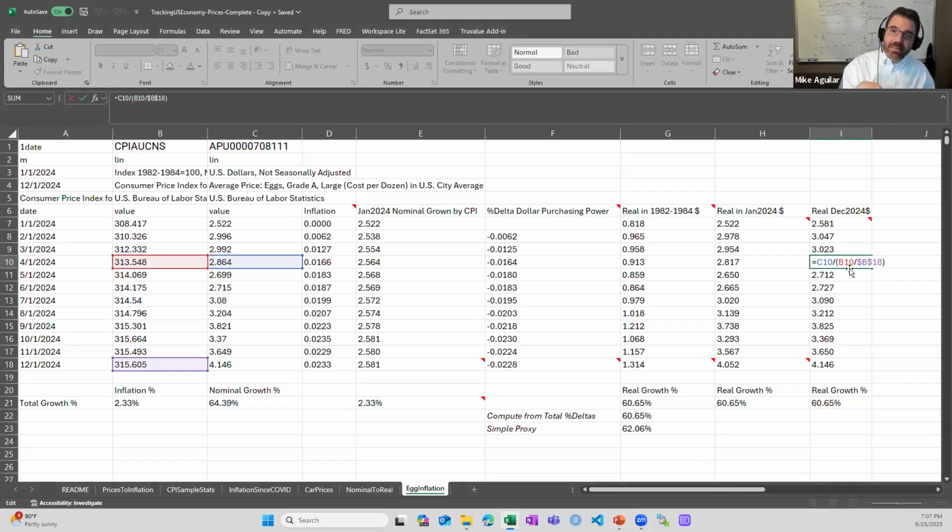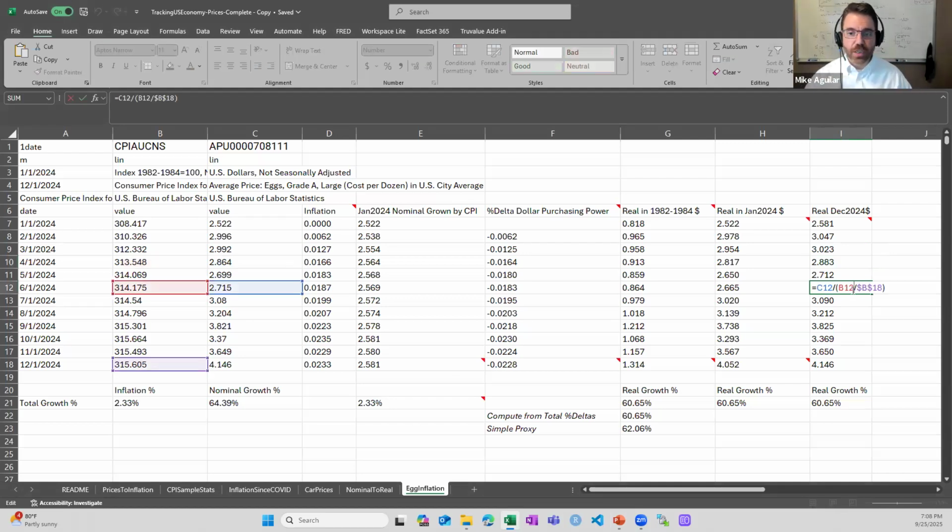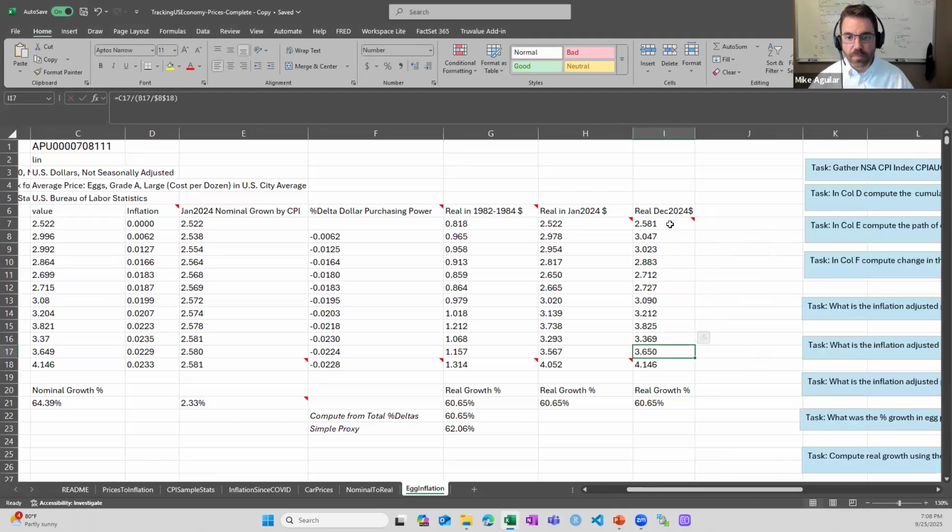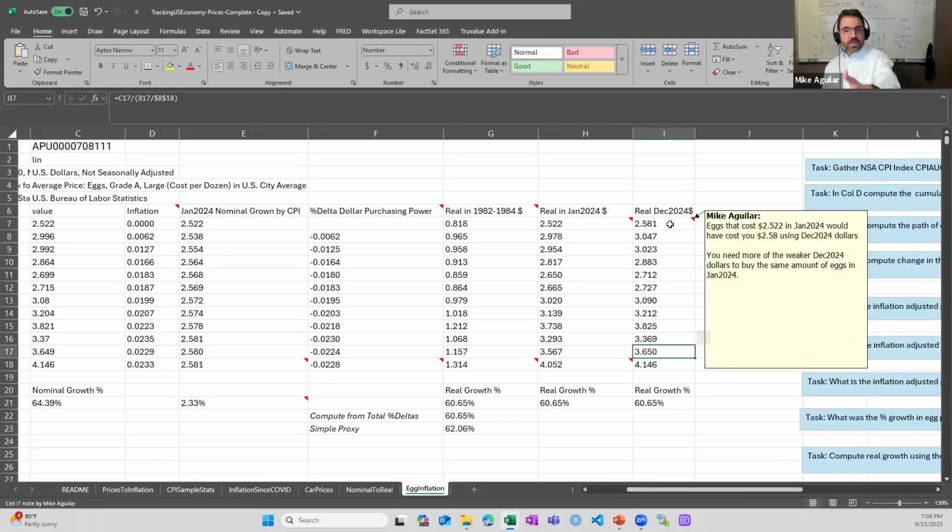Now I'm locking in B18. B18 is that December 2024. Do that for all the periods. Make sure you double lock down on the dollar signs. And now you get, let me scooch over. Boom. Eggs that cost you 2.52 in January 2024 would have cost you 2.58 using December 2024 dollars. That's different than all the others, right? So now it's costing me more. Why is it costing me more? Because I'm indexing to a period in the future. I'm indexing to a period where the dollars were weaker. So it's going to take more of those dollars to buy the same product.